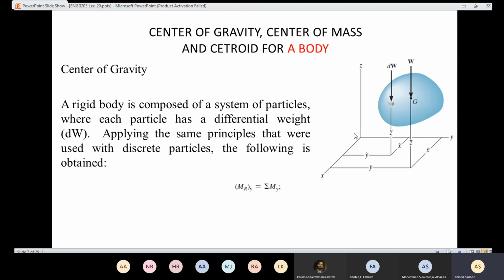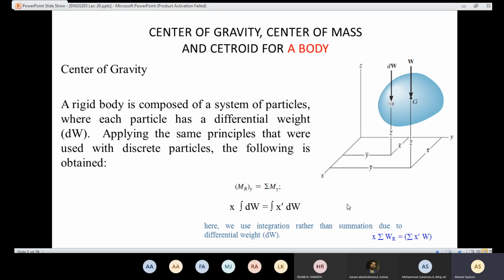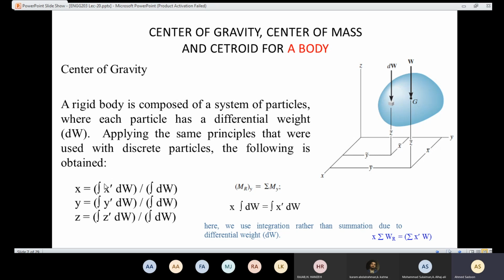So let's say that we need to know the value of x. We are going to take a moment about y. And then we are going to say that the integration of dw represents the weight. If I integrate dw, this quantity represents the weight. It is going to be equal to x-hat dw, and I'm going to integrate to represent all the rest of the particles. And for that, I'm going to say that the value of x is going to be the integration of x-hat dw over the integration of dw.